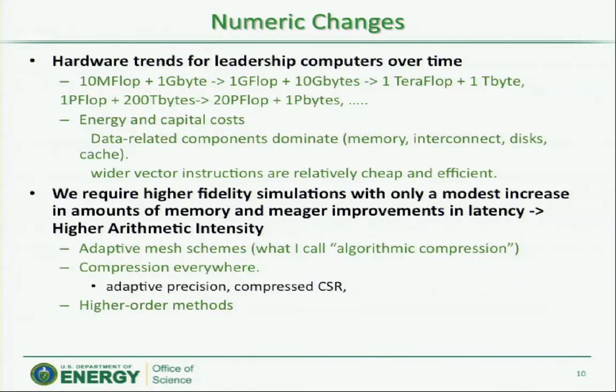Numerically, am I already out of power? No. Alright, I think we're back up.